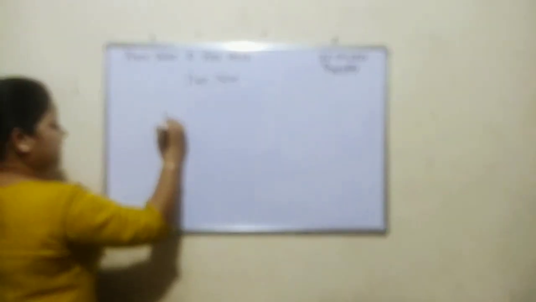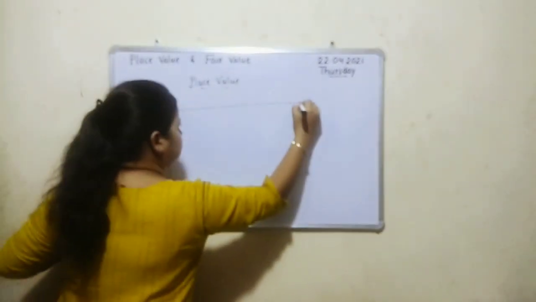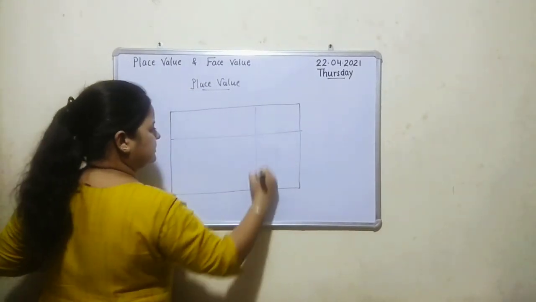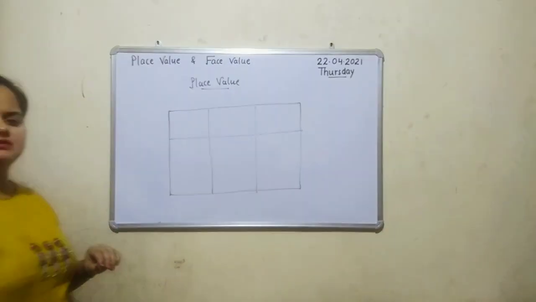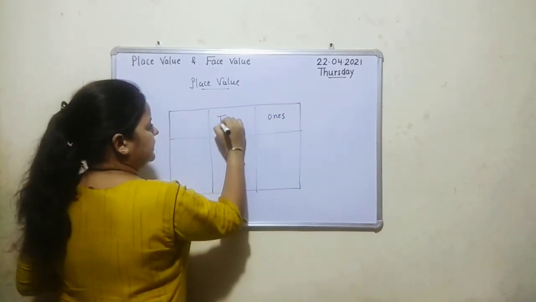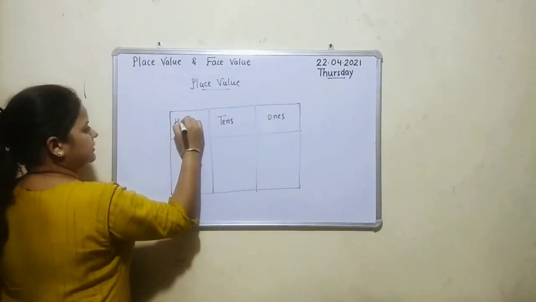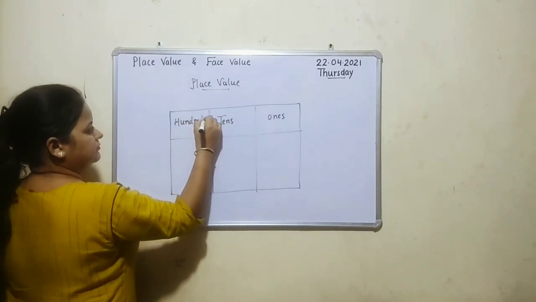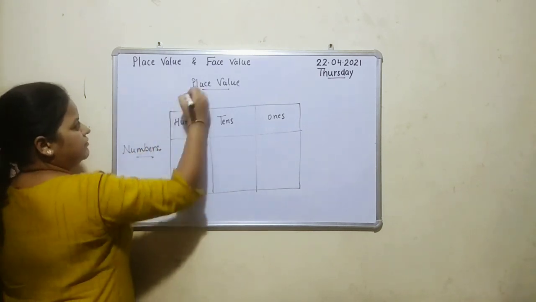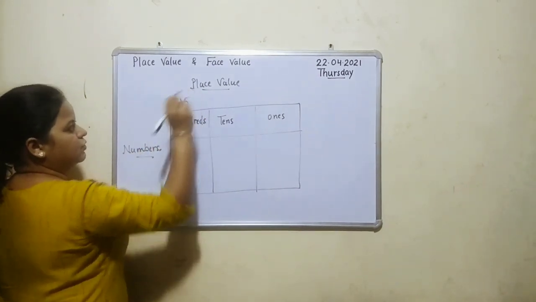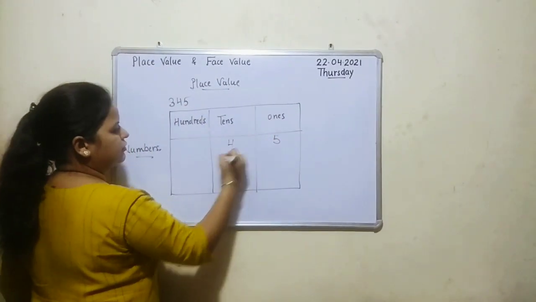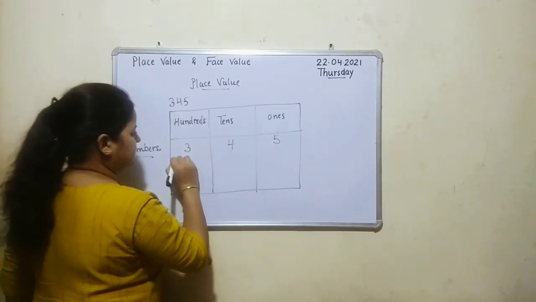Place value. Again we have a chart of place value here. This is the chart of place value. So again we will write ones, tens and hundreds. So first of all we will write the numbers here. We have number 3, 4, 5. So the 5 is ones, 4 for tens and 3 for hundreds.